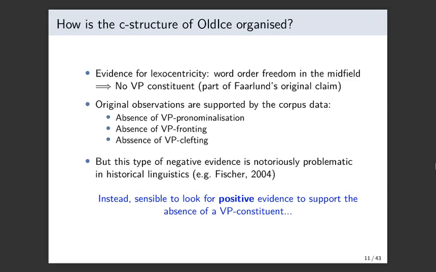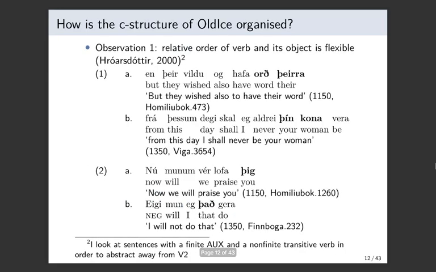So that part of the evidence is confirmed, but we should say that this type of evidence, specifically negative evidence, right, the absence of structures in historical attestation, is notoriously problematic, right? We don't really like this kind of evidence to stand up on its own in historical linguistics. So I think it's indeed sensible to look instead for positive evidence to support this claim, right? The fact that there's no VP constituent. So that's what I do now.